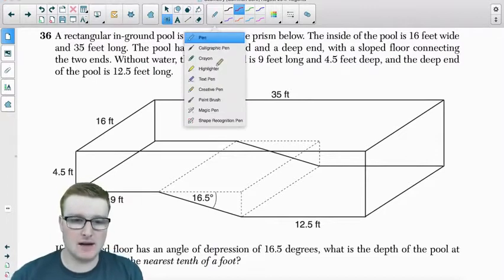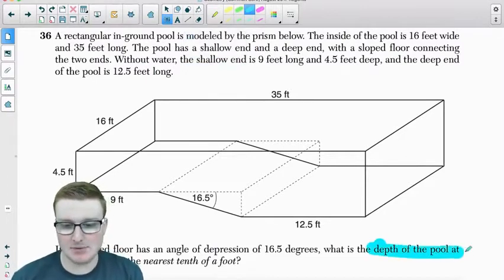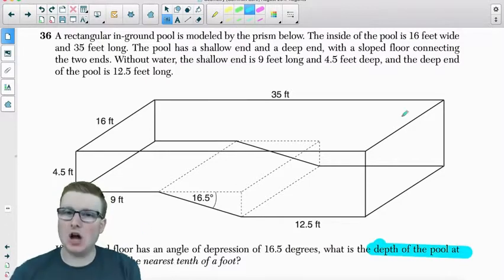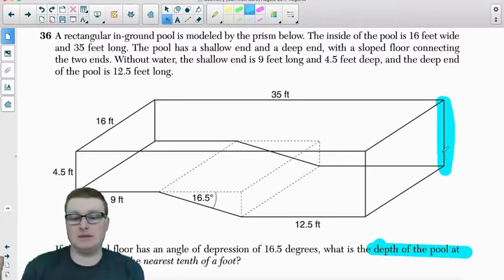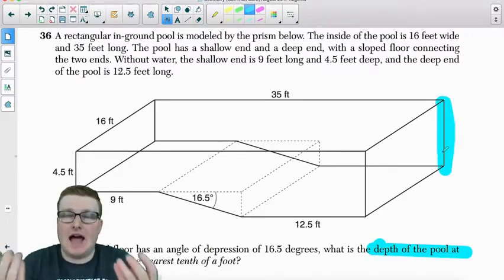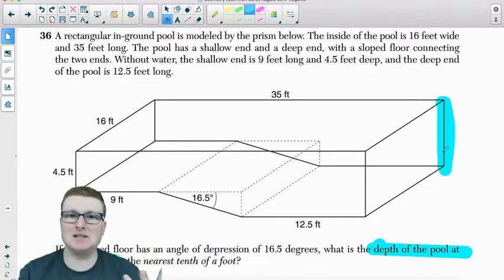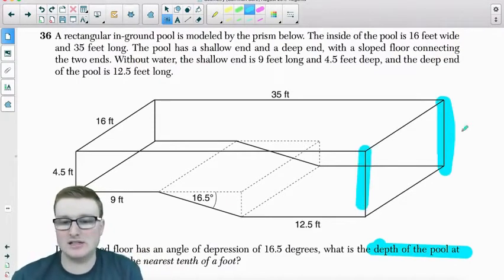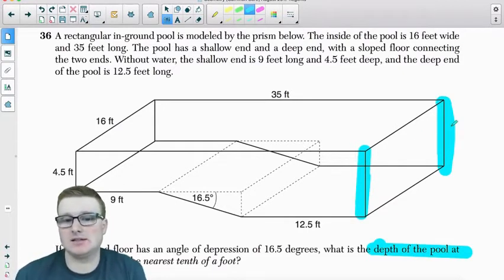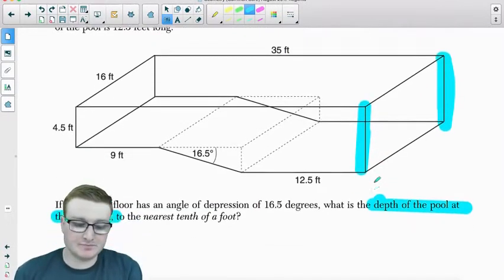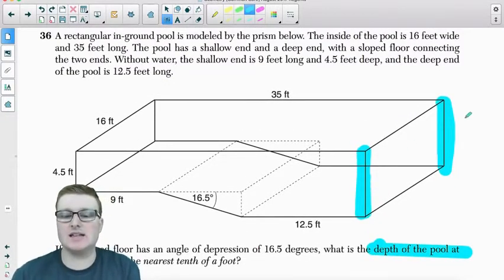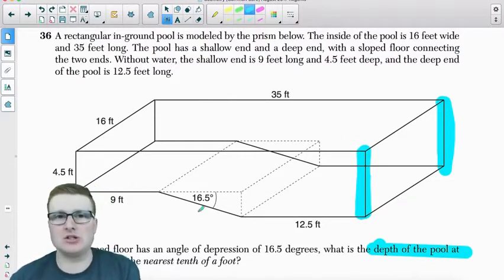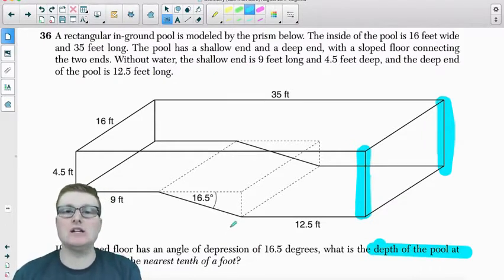So I want to talk about this right here. It's saying, what is the depth of the pool at the deep end? In other words, how far down is the deep end? That's basically what it's asking you. It's pretty much the same thing because it's a rectangular box. Unfortunately, there's no specific way to solve for this using volume formulas or anything like that. You actually need to use dissection.